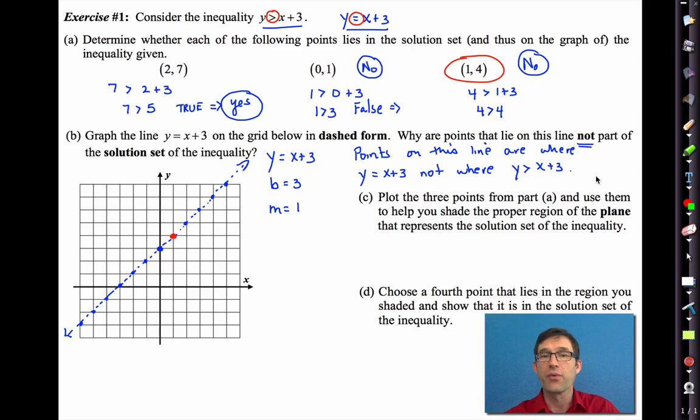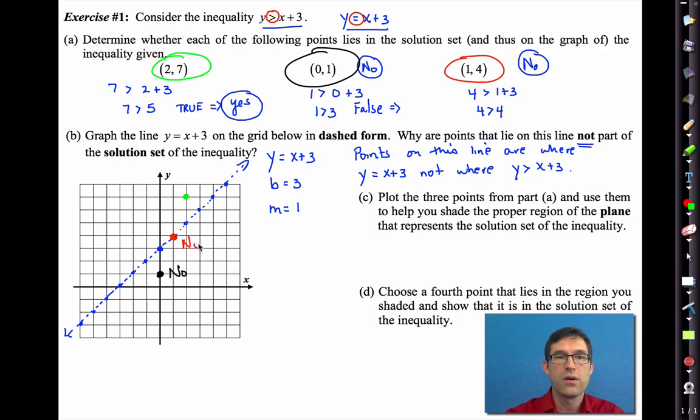Now let's take a look at something really quick. It says plot the 3 points from part A and use them to help you shade in the proper region of the plane that represents the solution set to the inequality. Well, I already plotted the point 1, 4. Whoops, let me keep that in red. All right, I think I'm going to make 2, 7 green. All right, where's 2, 7? 2, 1, 2, 3, 4, 5, 6, 7. Now remember, that's this guy. That was yes. And actually, let me take black. We'll go 0, 1. And remember, that was no. So that was a no.